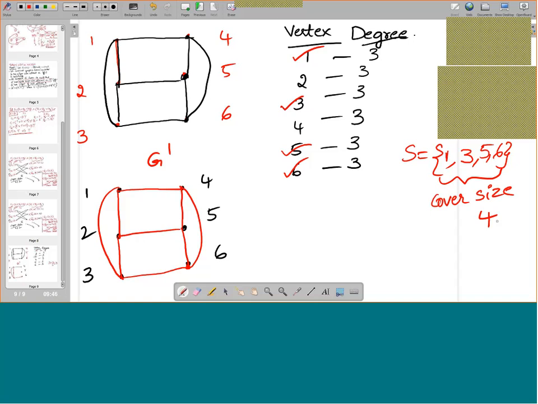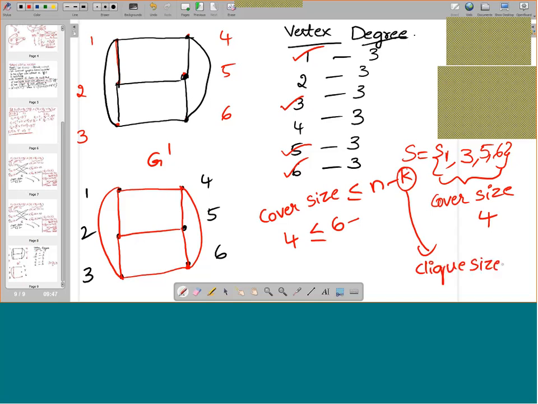So we need to check whether cover size is at most k, that is, whether cover size is less than or equal to n minus k or not. N is nothing but the number of vertices in the graph, so 6. 6 minus k is nothing but the clique size.